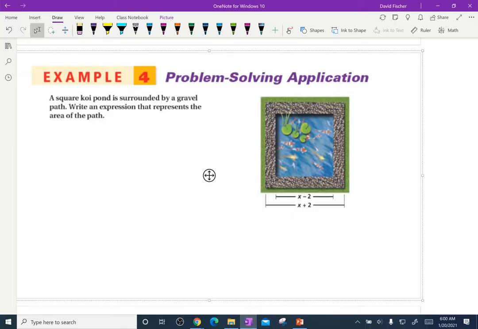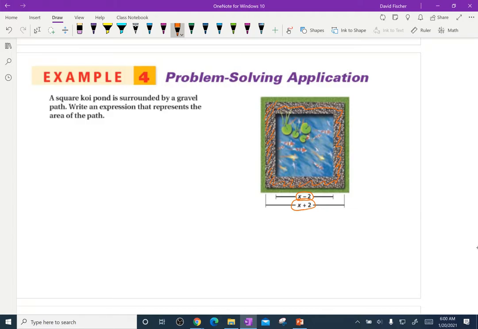Now we got the Eureka math problems. Here's this koi pond surrounded by a gravel path. Write an expression that represents the area of the path. So what we want to know is the area of this guy right here. So think about that for a second. They said my pond is an x minus 2. And then they said my big square here that goes all the way around is an x plus 2. So how am I going to find just the area of the path?